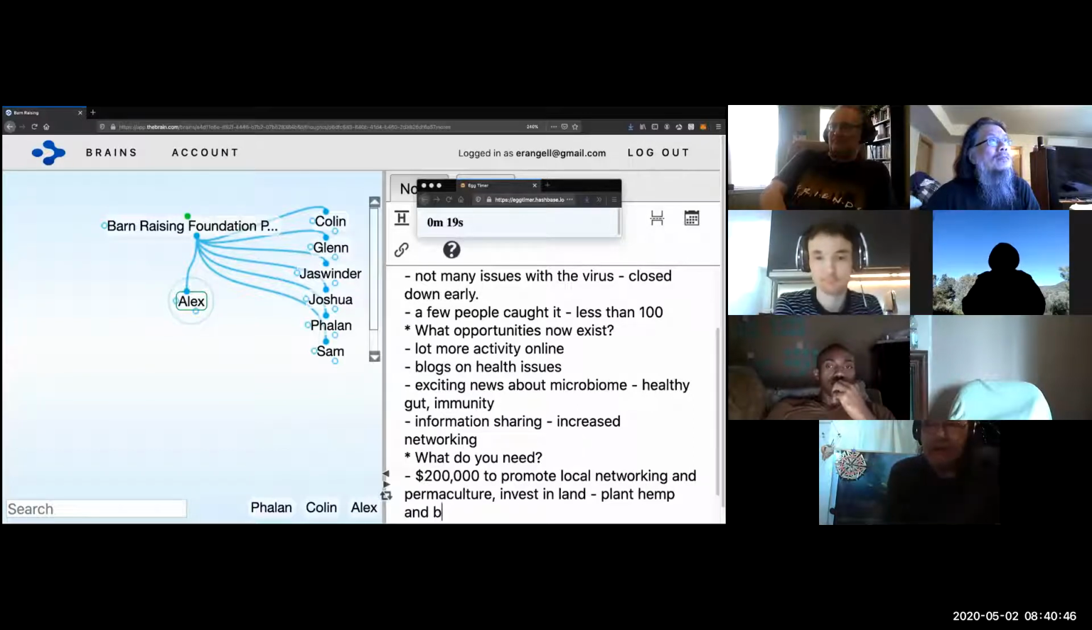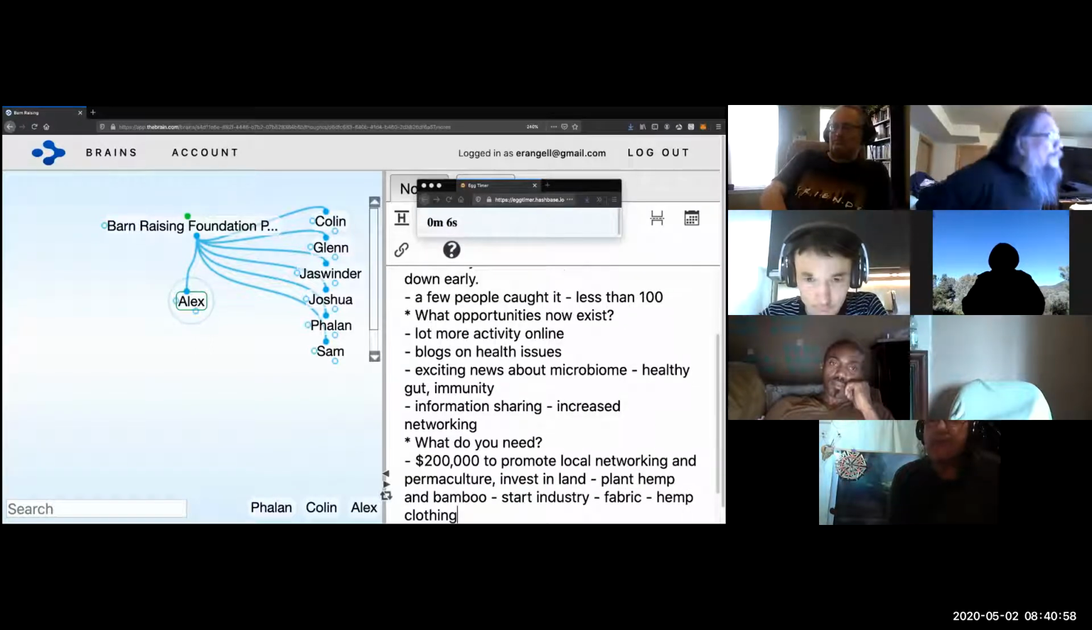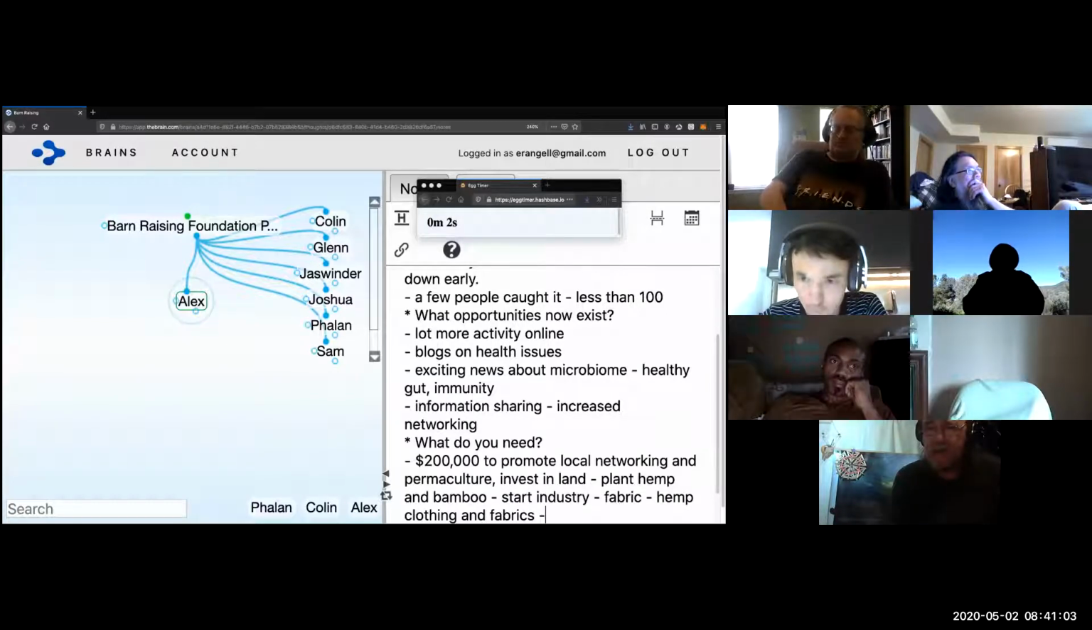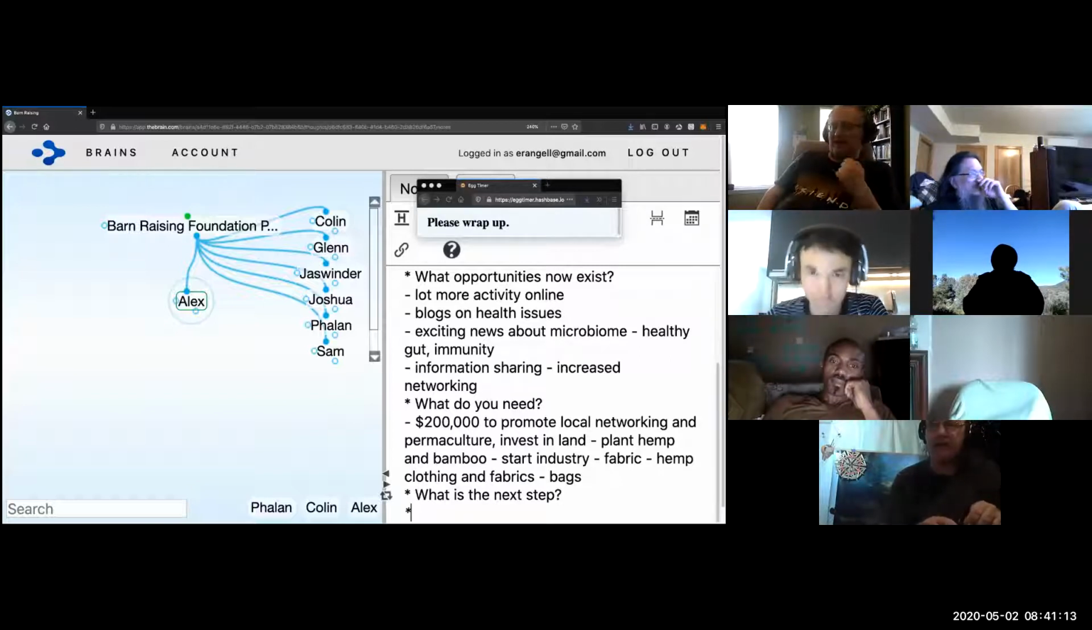Start an industry with a loan from the government and the bank. I'd start a fabric industry and produce hemp clothing, hemp fabrics for bags, shopping bags and recycled bags and all sorts of things, clothing, floor coverings, and even building materials can be made from hemp. Okay, thank you. Your time is up. We'll come back to you.